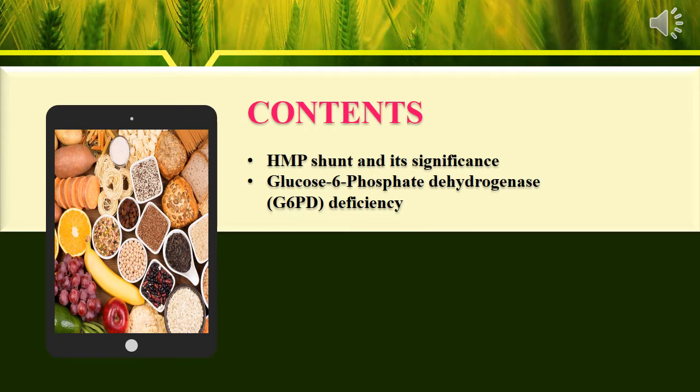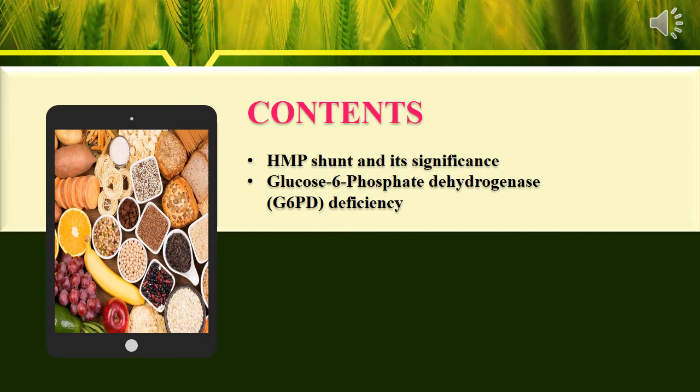Hence, the contents of today's discussion are HMP shunt and its significance, and glucose 6-phosphate dehydrogenase deficiency, G6PD deficiency. G6PD is an enzyme involved in the HMP shunt pathway.